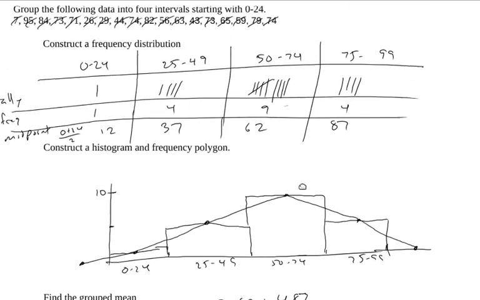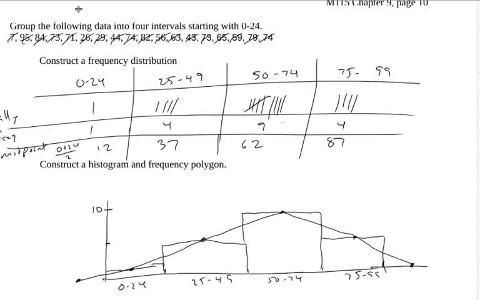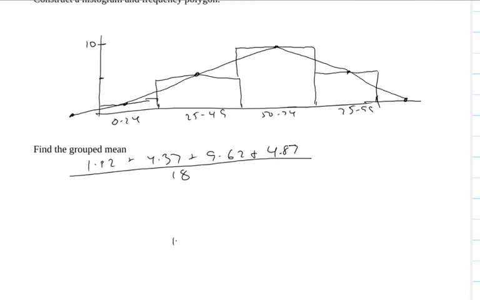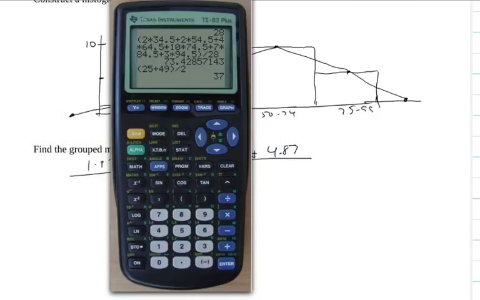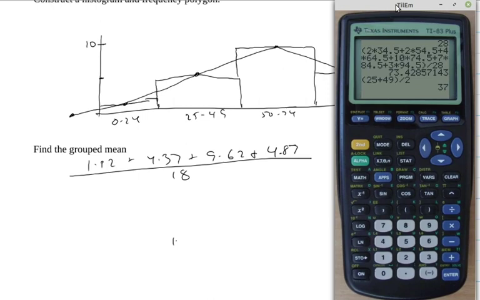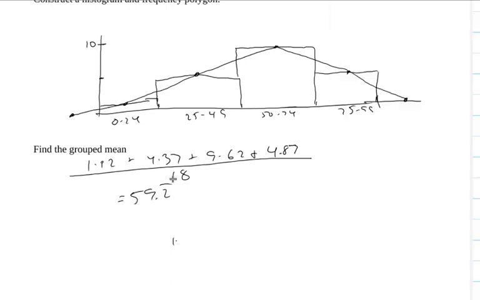I'm just going to take a quick moment and verify there are 18 scores here. 1, 2, 3, 4, 5, 6, 7, 8, 9, 10, 11, 12, 13, 14, 15, 16, 17, 18. Never a bad habit to be in, just checking your work and making sure that you hadn't made a mistake. Alright, let's scoot this a little out of the way and do this. 12 plus 4 times 37. Divide that by 18, and we get a grouped mean of 59.2 repeating.